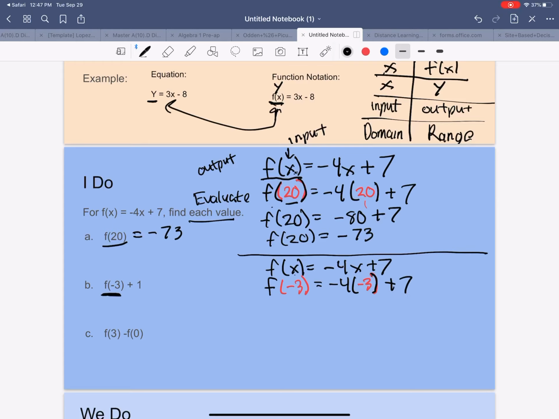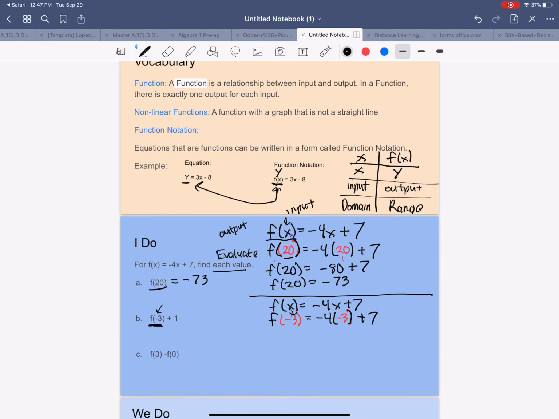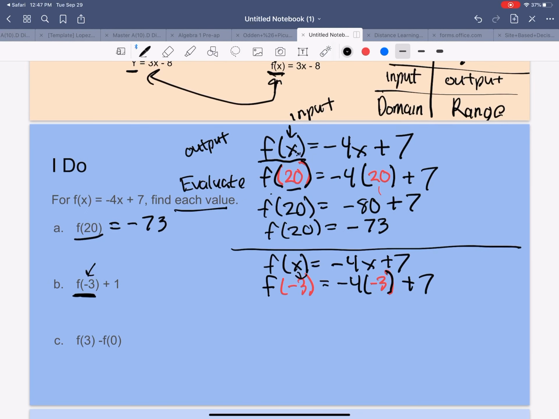And so again, this x became negative 3 because that's what the problem told me to do. And so I changed all my x's to negative 3. And then from there, I just do order of operations. And so negative 4 times negative 3 is going to be positive 12 plus 7. 12 plus 7 gives me 19. So f of negative 3 is equal to 19. But I'm not done yet.